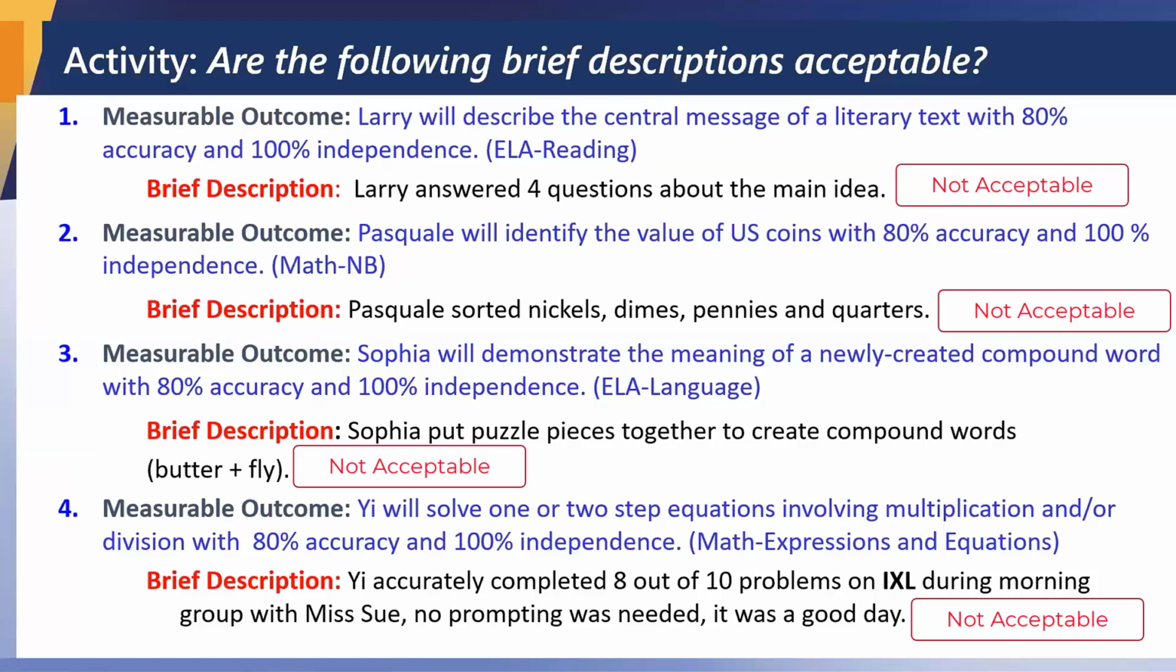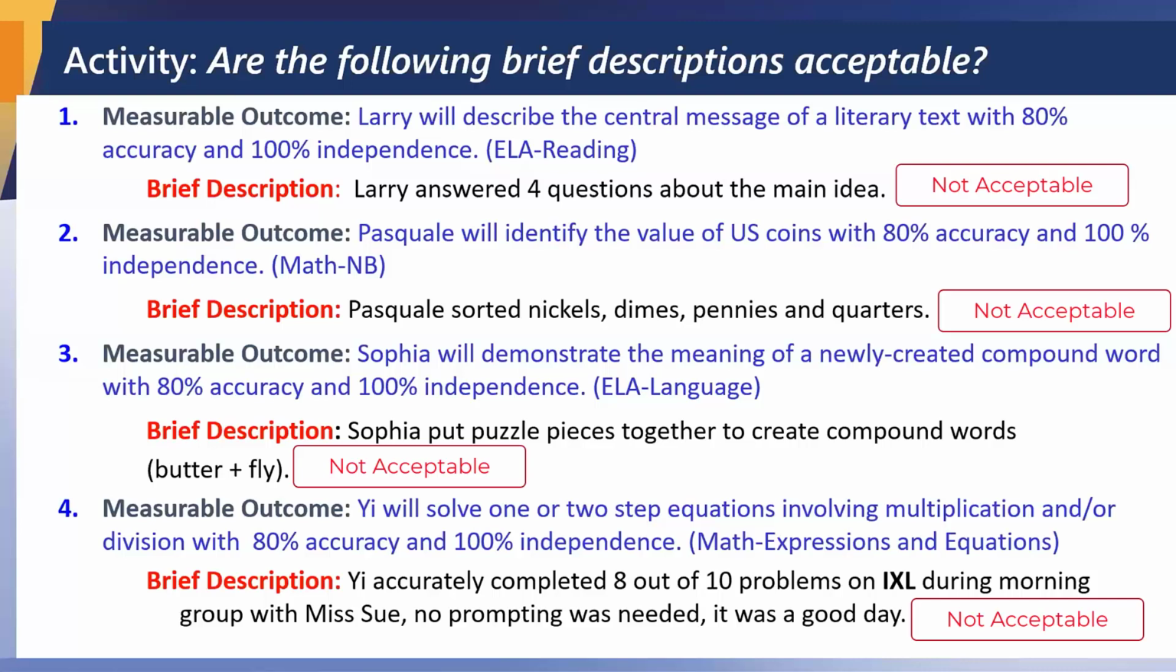What about the fact that no prompting was needed? Where are we going to find that? Right? Remember, we have accuracy and independence on our data chart, so we don't need to write anything about prompting there. And I'm glad it was a good day, but you don't need to write that. So keep it short, keep it sweet, keep it directly to what the student did and how they did it.